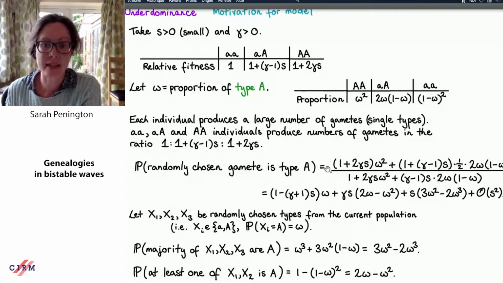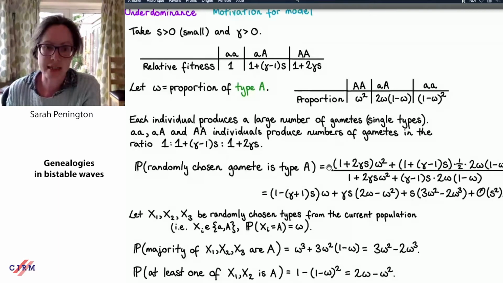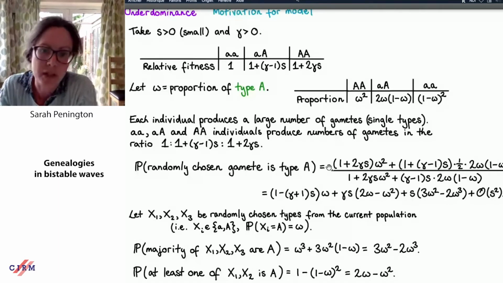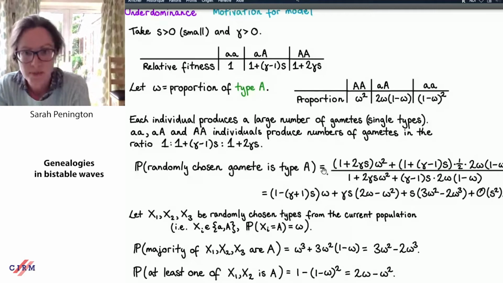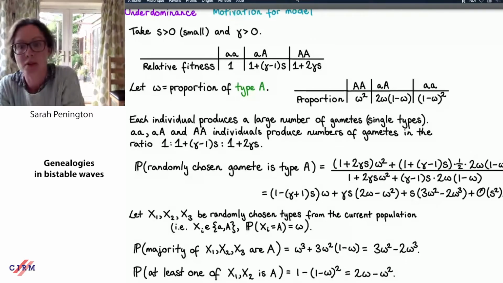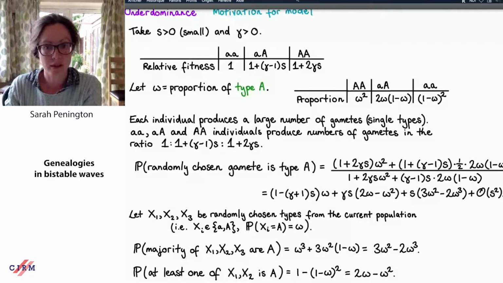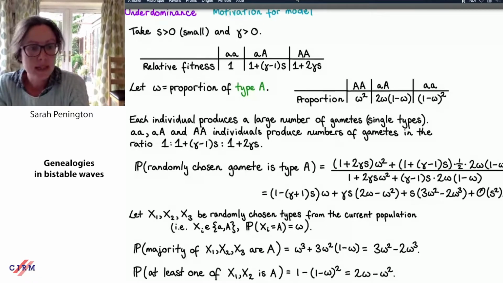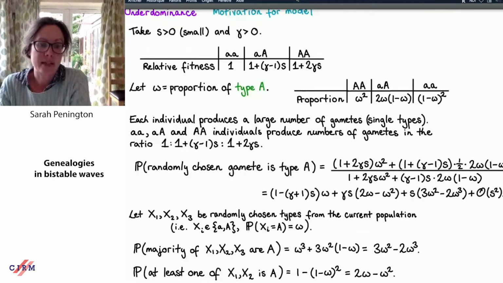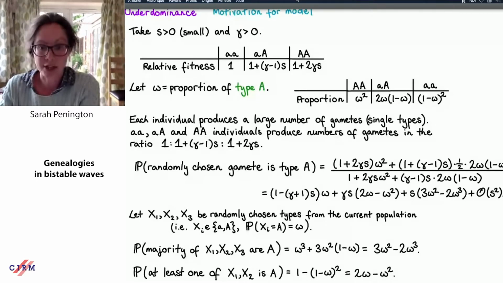So if we expand this in powers of S, we can write it in what turns out to be a convenient form. So we can write it as 1 minus gamma plus 1 times S times W, plus gamma S times 2W minus W squared, plus S times 3W squared minus 2W cubed, and then plus order of S squared terms. So now let's let X1, X2, and X3 be IID randomly chosen types from the current population.